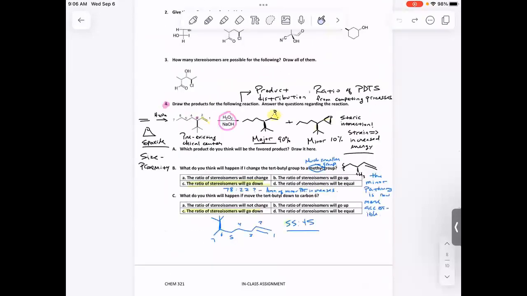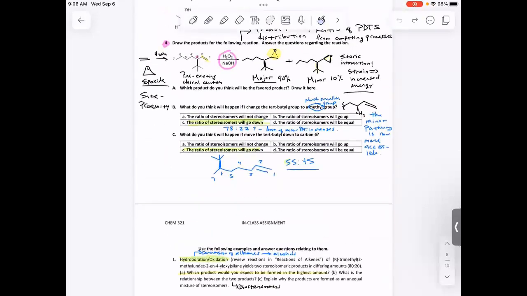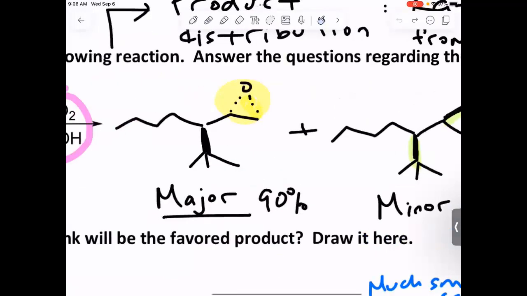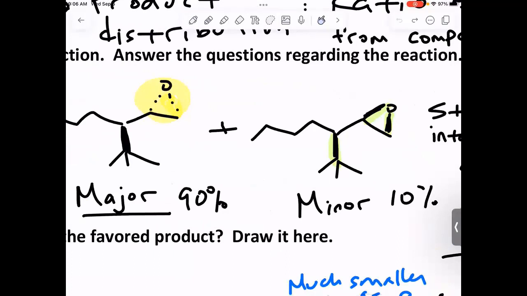So that's where we left off with this example right here. We talked about this epoxide example number 4 and how that tert-butyl group being on a chiral center near where the reaction would take place would control the outcome of the reaction, whether that epoxide will be on the opposite side of that group or on the same side. So we used that to talk about major and minor product distribution.